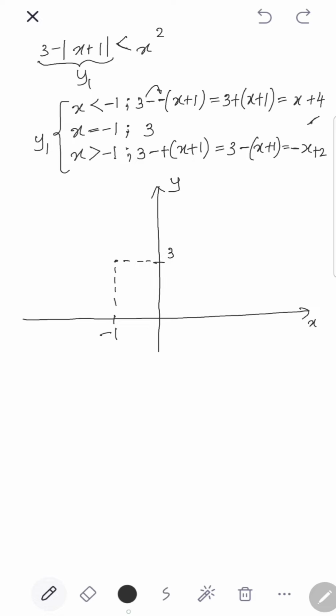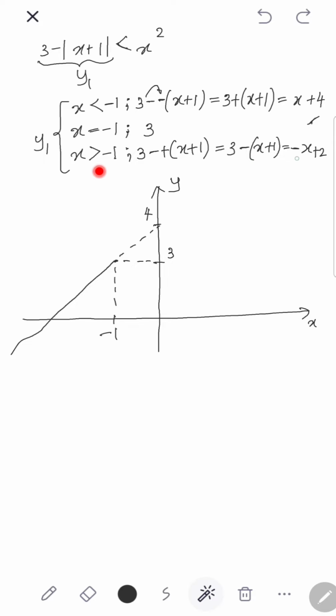When x is less than minus 1, in this range, the function is x plus 4. The intercept is plus 4, gradient is plus 1. So this line passes through plus 4 with an increase in gradient.